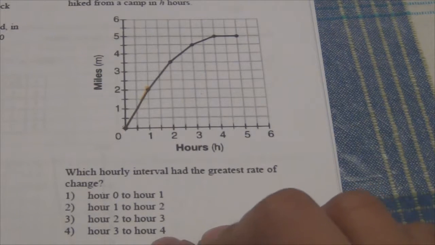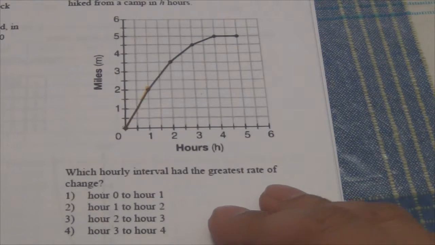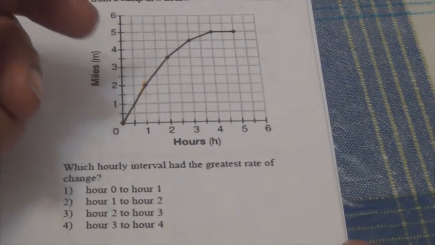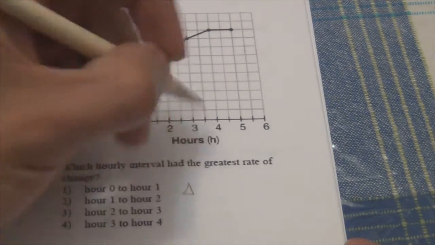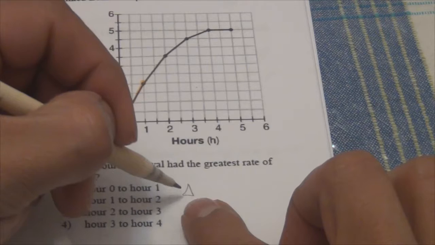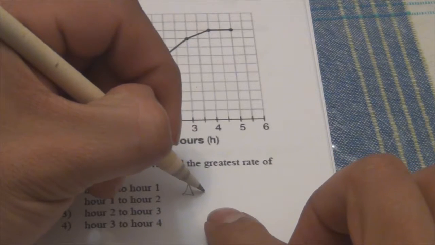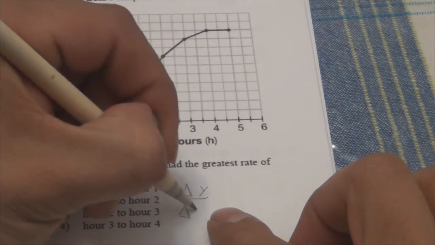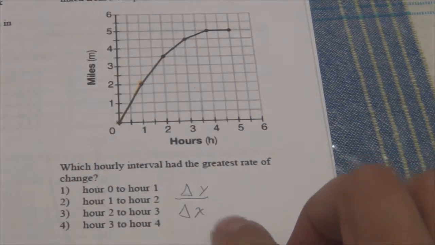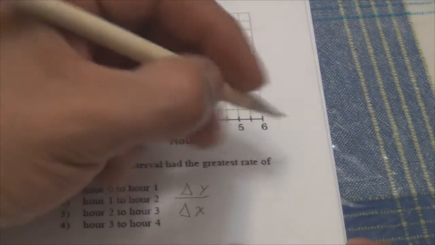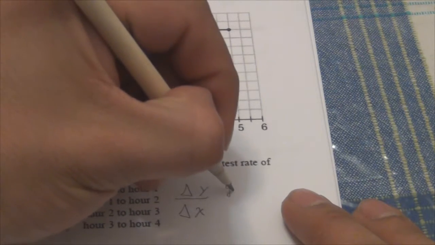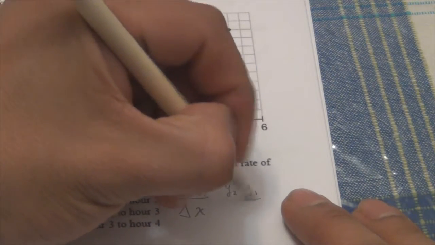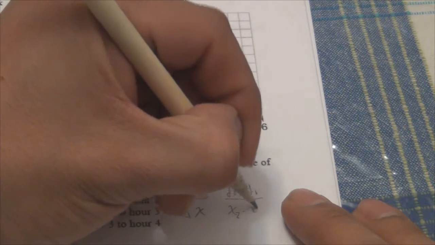Well, how do I find the greatest rate of change? Remember, rate of change is the change, this triangle means delta, the change in the up and downs, in other words, the change in y over the change in x, which is the same thing as to say y2 minus y1 over x2 minus x1.